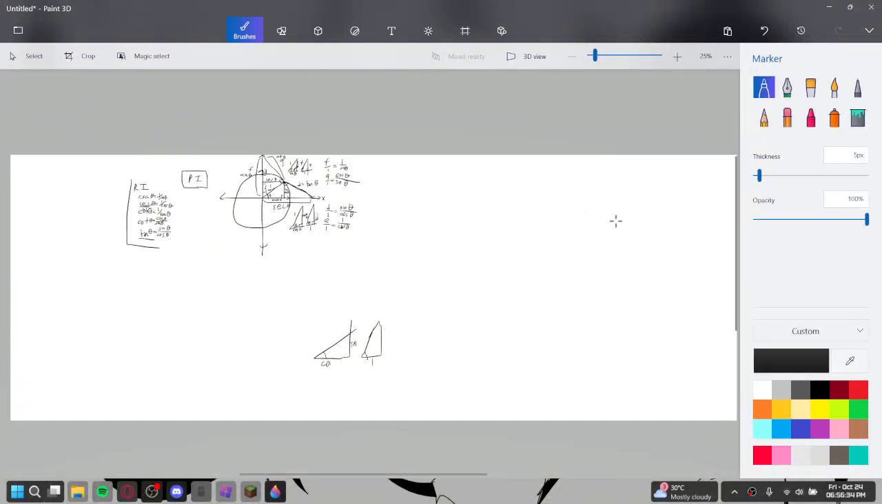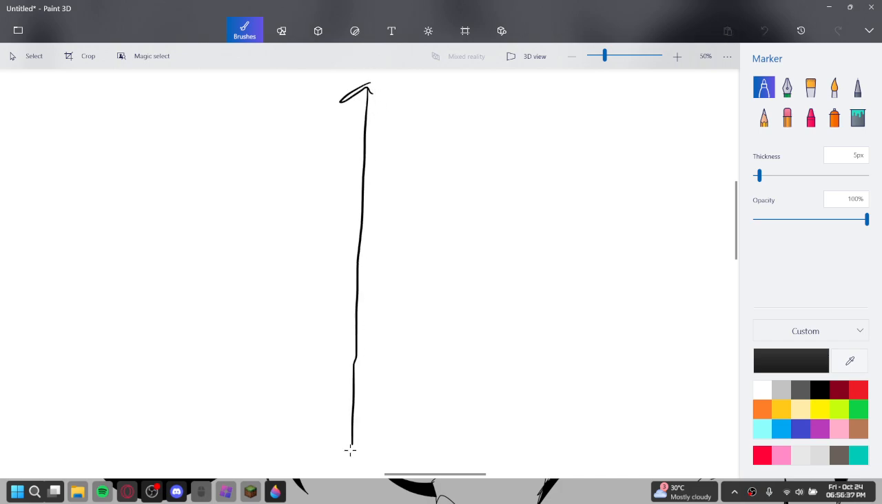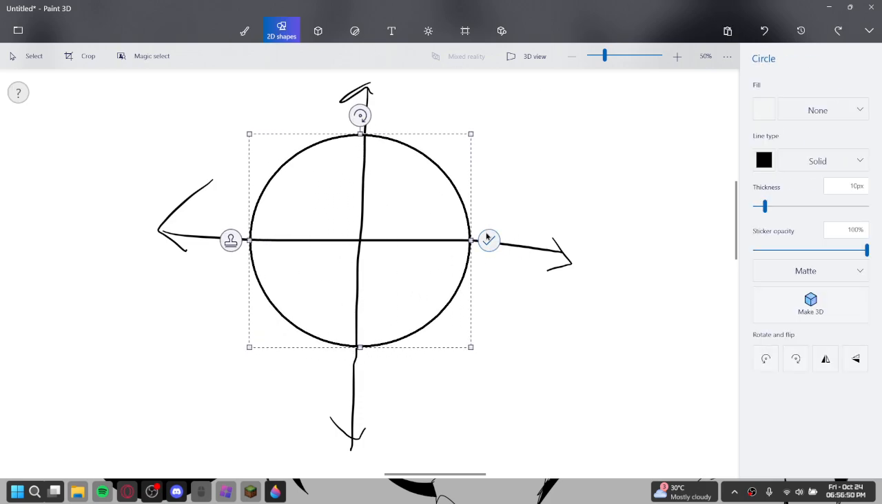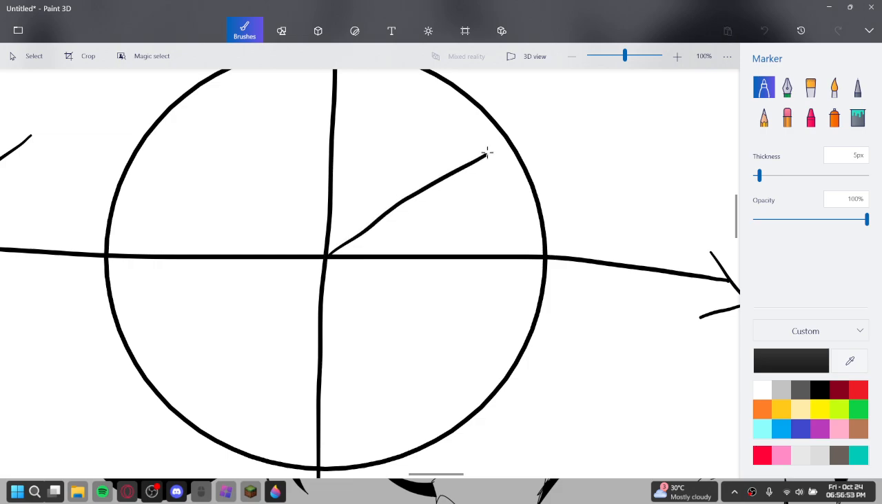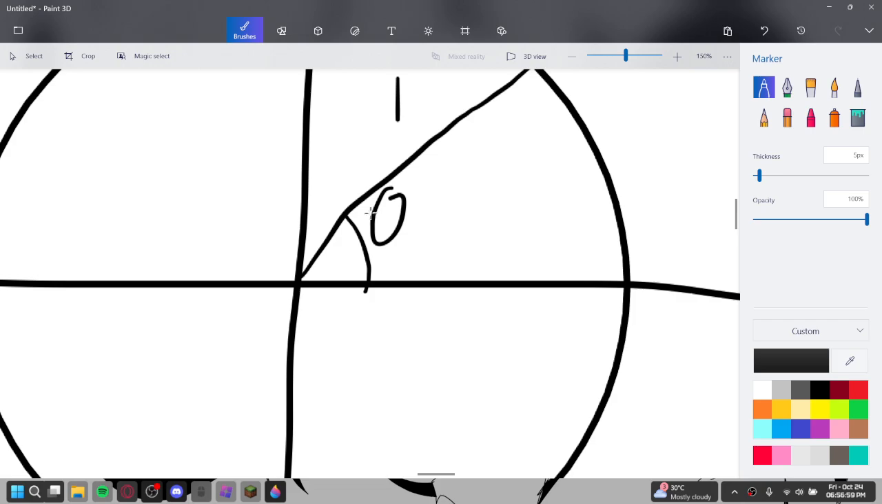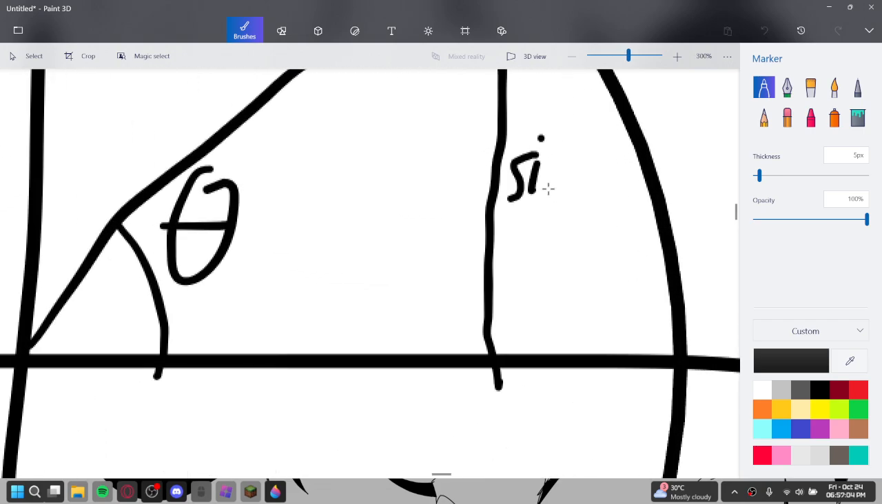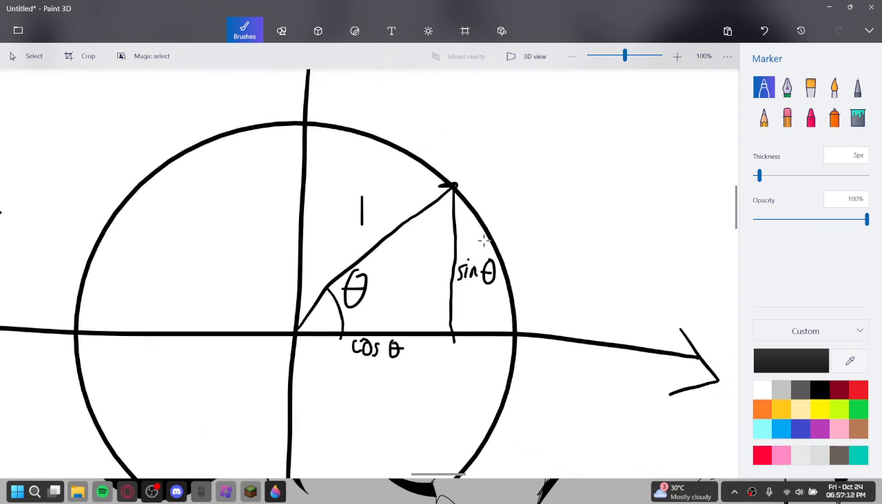So let's rewrite this. Let's clear this up a little bit. So we have a unit circle. Draw a circle. Alright. So with the length of radius 1 and with an angle of theta, drawing a line from here. This length here is just sine of theta. This length here is just cosine of theta.